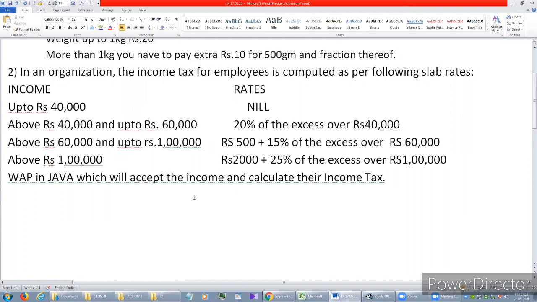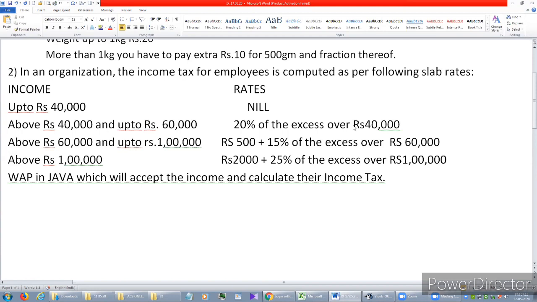Now I'll start with Vaisi. Vaisi, can you explain? Sir, in an organization, it is told that the income tax for employees is computed as per the following slab rates. So when the income is up to 40,000, then there is no tax. It is nil. I totally agree with that.